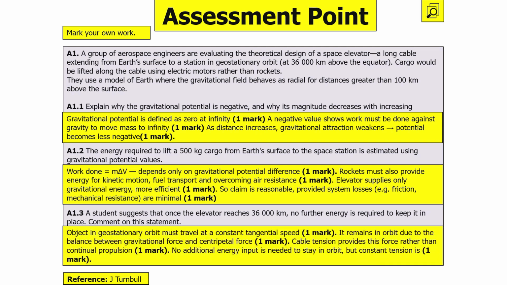Now, objects in geostationary orbits must travel at a constant tangential speed, so it remains in orbit due to the balance between the gravitational force and the centripetal force. So the cable tension provides this force rather than a continual propulsion, so no energy is needed to stay in orbit, but a constant tension is.